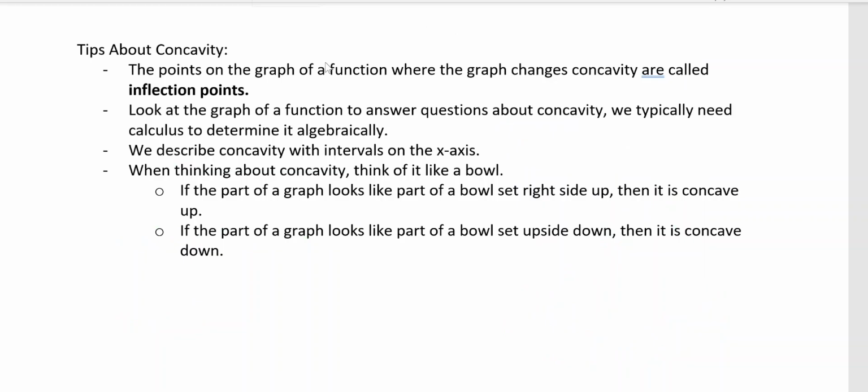So, my tips about concavity: know that the points where the graph changes concavity are called inflection points. You should know that terminology. Look at the graph of a function to answer questions about it, because you need calculus to do it algebraically. When you're describing your concavity, just do it with intervals on the x-axis, just like increasing and decreasing. And when you're thinking about concavity, think about if you had a bowl in front of you. If part of the graph looks like the bowl is set right side up, then it is concave up. So here's my little bowl here. And if it looks like part of the graph is a bowl that's being set upside down, then it's concave down.